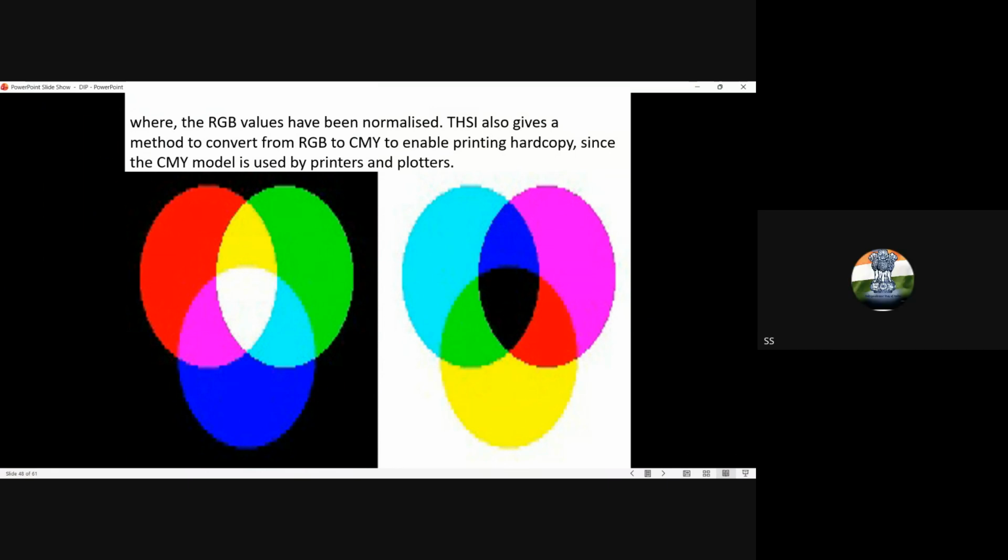That's cyan sir. Cyan, na? Yes sir. And another color is which is replaced by pink. Magenta. It is magenta color. Yes. So magenta color is replaced by pink.